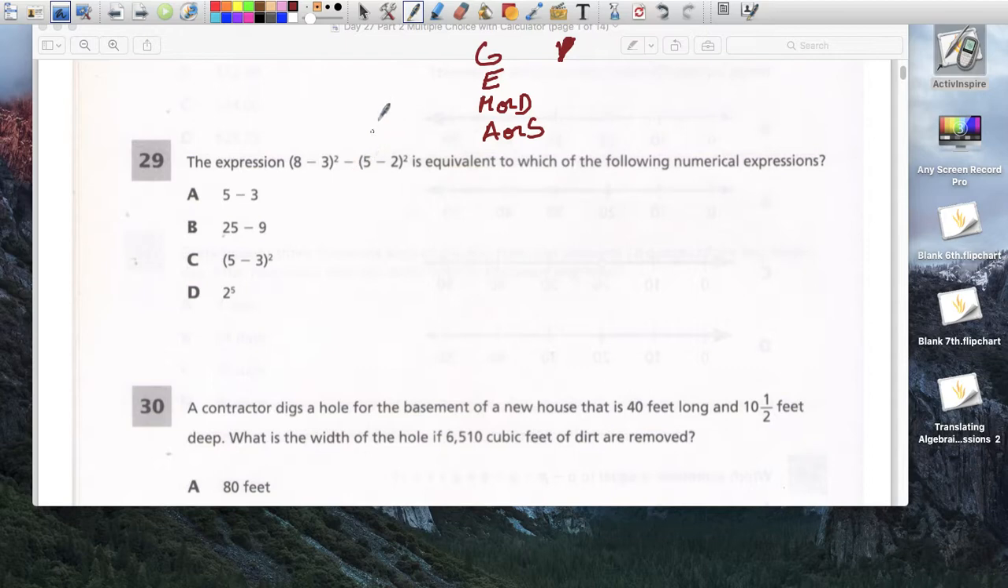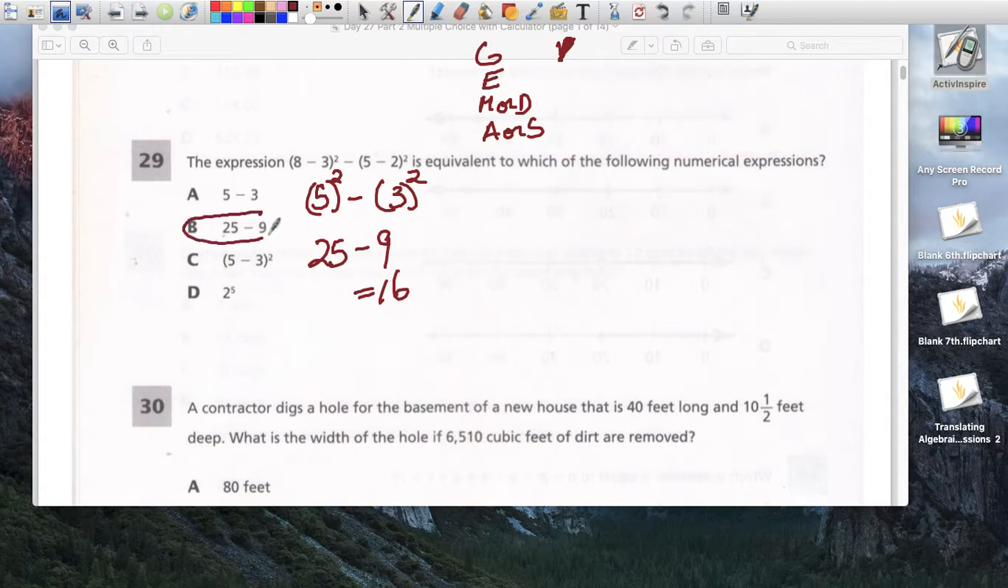So here we have two parentheses. Let's take care of each one inside. So 8 minus 3 is 5. I'll leave it in parentheses, the second power, minus 5 minus 2 is 3, and again to the second power. Now we can take care of the exponents. 5 to the second power is 5 times 5, which is 25. 3 to the second power is 3 times 3, which is 9. And we have a final answer of 16.